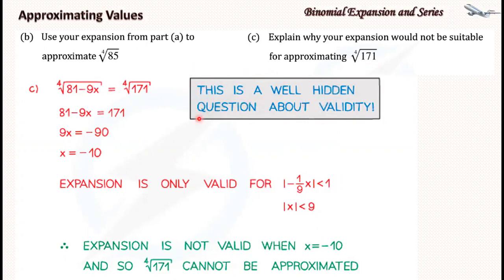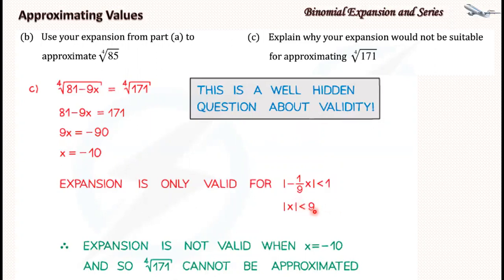Now, let's see something. I have to first of all start by equating what they have in the equation to this, the fourth root of 171. I solve for x. Now, what is the value of x that we have here? It is minus 10. But what is the validity of this expansion? Let us see. x should only lie from -9 to +9.